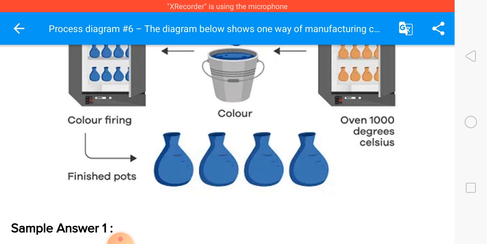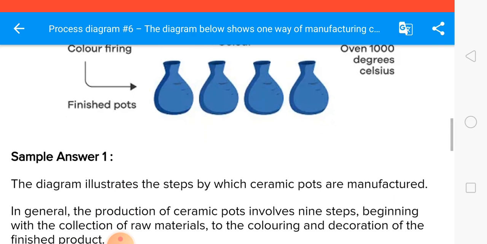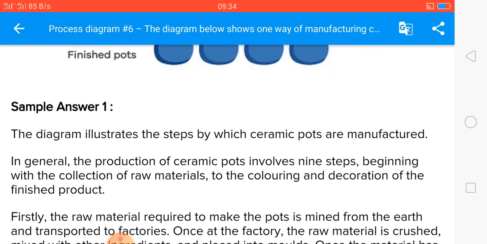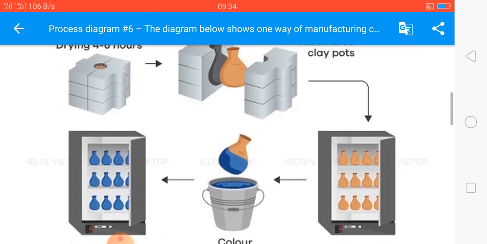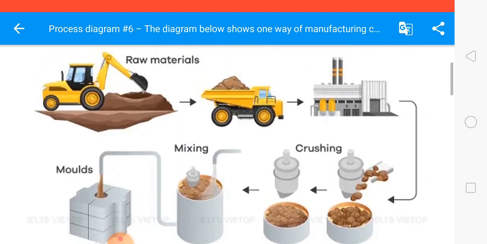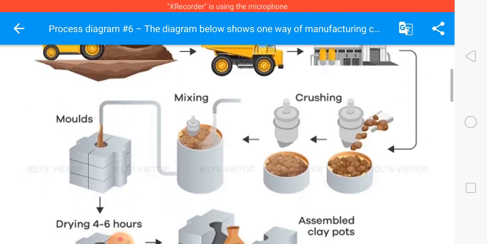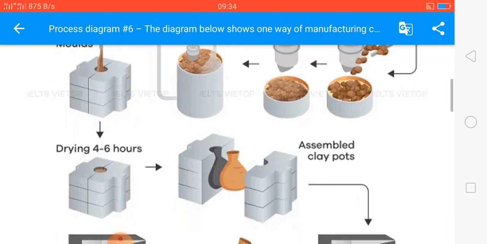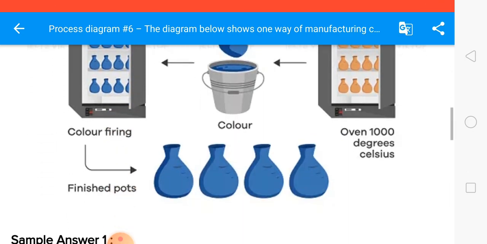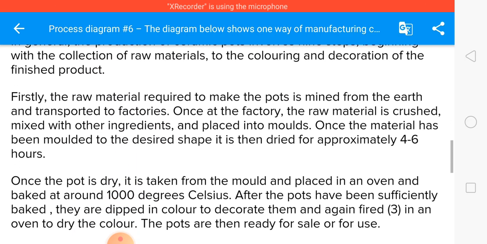And this is a simple explanation, and the sample answer is this. The diagram illustrates the steps by which ceramic pots are manufactured. In general, the production of ceramic pots involves 9 steps. You can count here step by step. There will be 9 steps. Okay, 1, 2, 3, 4, 5, 6, 7, 8 and 9. And the further detail is given, you can read. Already I explained the steps.